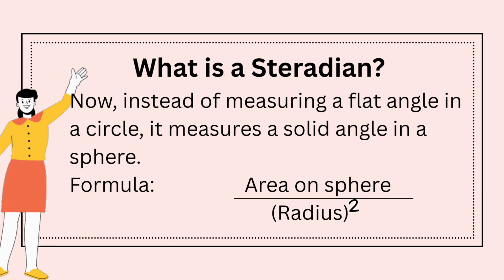Steradian is like a 3D cousin of radian. Instead of measuring a flat angle in a circle, it measures a solid angle in a sphere. A full sphere has 4 pi steradians, which is around 12.57 steradians. The formula for calculating solid angle in steradians is area upon the square of the radius. So, radian is like how much pizza slice you turned, and steradian is like how much of the pizza ball you bit off in 3D.